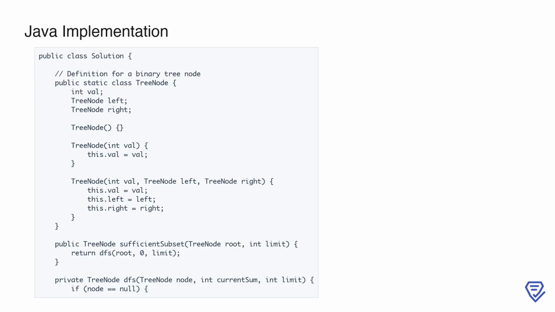The helper function is designed to determine if nodes along the path meet the required sum threshold. At this point, we start the definition of the DFS function, which takes the current node, the accumulated sum along the path, and the limit as parameters. If the node is null, meaning we've reached the end of a branch, the function simply returns null to indicate there's nothing to process further in this direction.